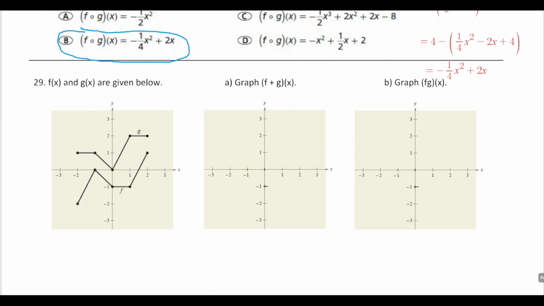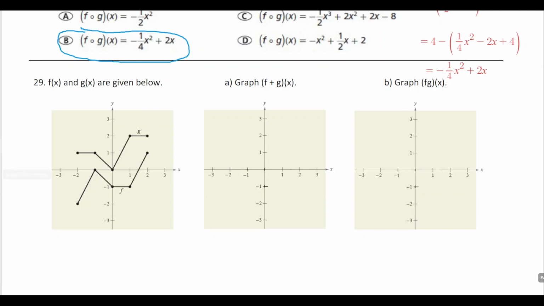With number 29, we are both adding and multiplying the graphs of these two functions here. So what we'll do first is just go point by point, and then we'll talk about exactly how to connect the dots. So when x is -2, we can see that if we're trying to do f plus g here, we're going to add the two y values. So we're going to add 1 plus -2 is -1. So when x is -2, y should be -1 if we're adding the two y values.